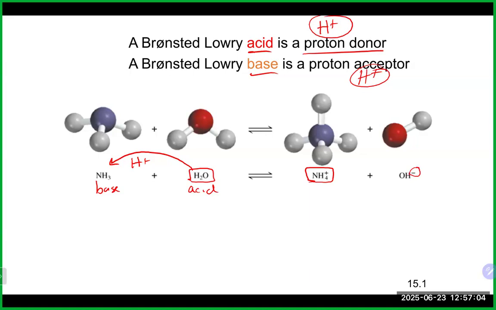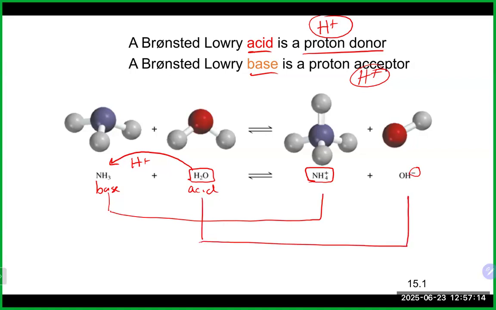Now, there are things that are related to each other. So this guy here and this guy are related to each other. They look similar. And this guy here and this guy over here are also related to each other. And the relationship is what is known as conjugate acid-base pairs. So the base over here, its partner on the other side is what is known as the conjugate acid. And the acid on the left-hand side, its partner on the other side is the conjugate base.